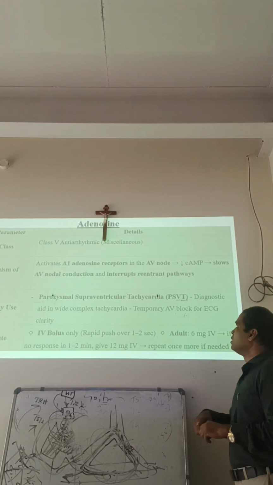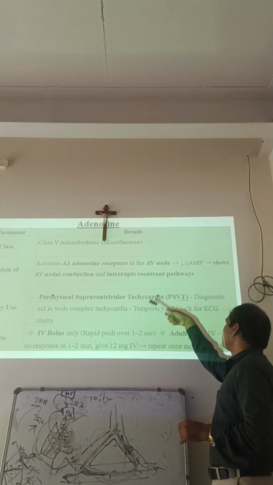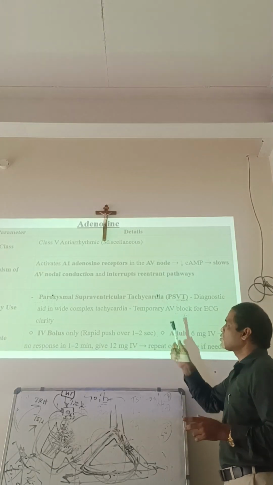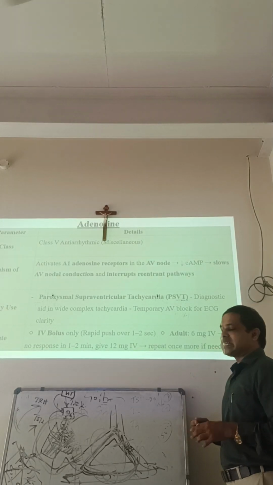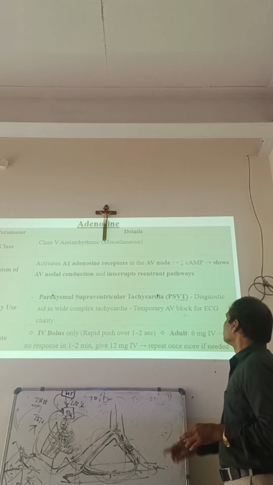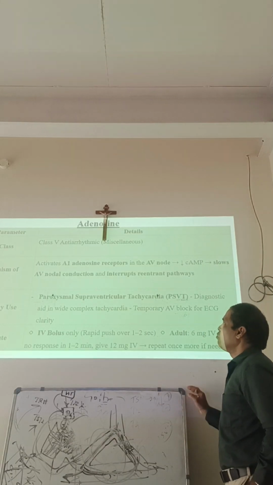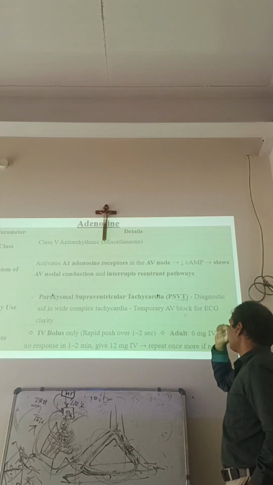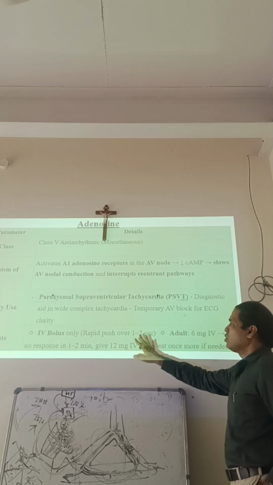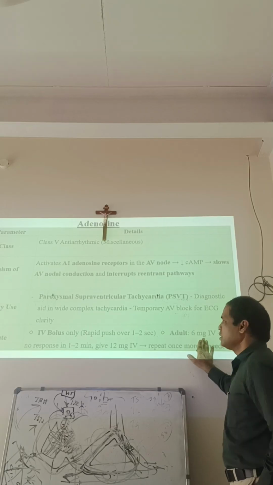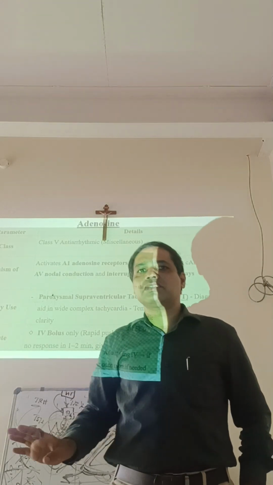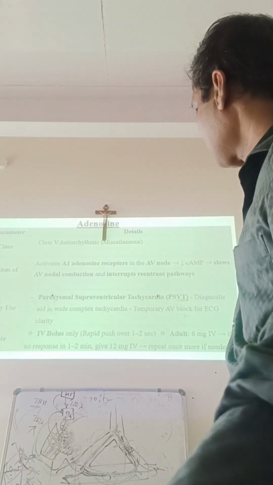Whenever adenosine acts, please write this word: PSVT is very, very important. Paroxysmal means again and again. Paroxysmal supraventricular tachycardia, adenosine is the drug of choice. It is also a diagnostic aid in wide complex tachycardia, giving a temporary block for ECG clarity. You give IV bolus only, rapid push. 6 mg. So you can see the dose. I am not going to detail the dose.